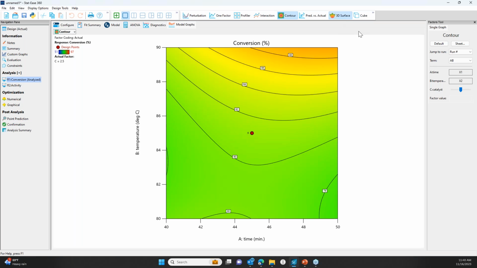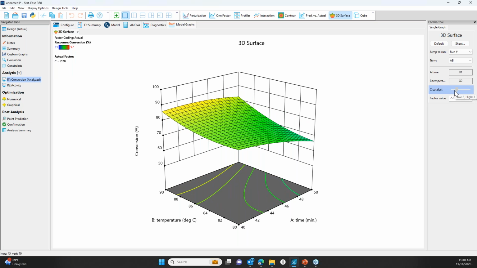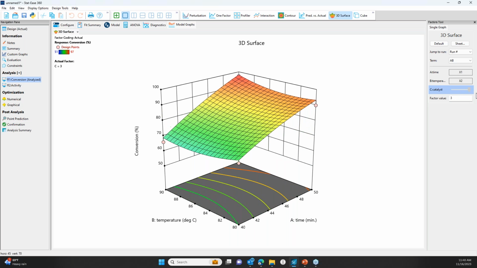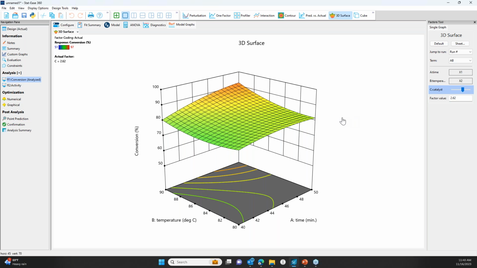Maybe look at the 3D surface just for fun. And you can see a lot of things going on. If I change the catalyst amount, you can see that the system behavior becomes really, really different. Okay, so there's a lot of moving parts going on here, a lot of things that you can see.